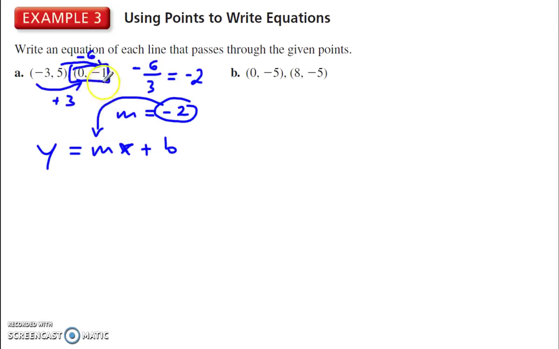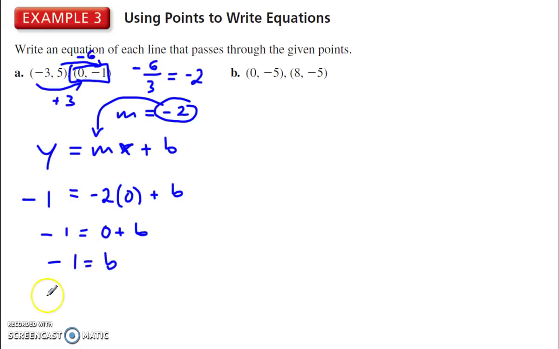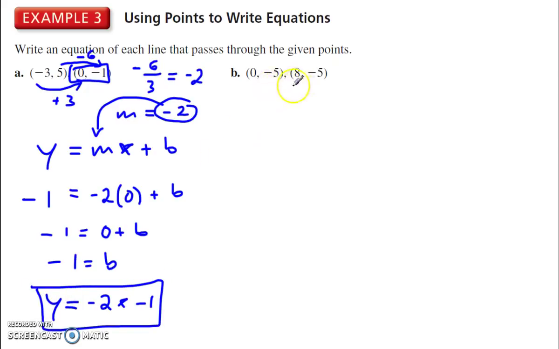That's lots of fun. All right, so -1 is the y, equals m is -2, x is 0, and then we will find b. Okay, -2 times 0 is 0, so b is -1. So now I can write y equals -2x minus 1, because it's -1. There we go. Zip.